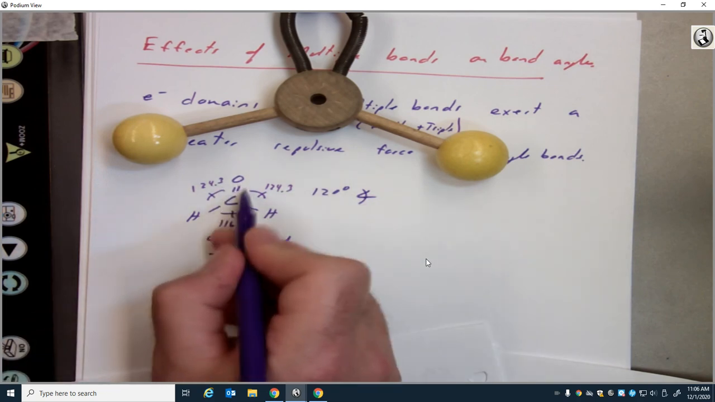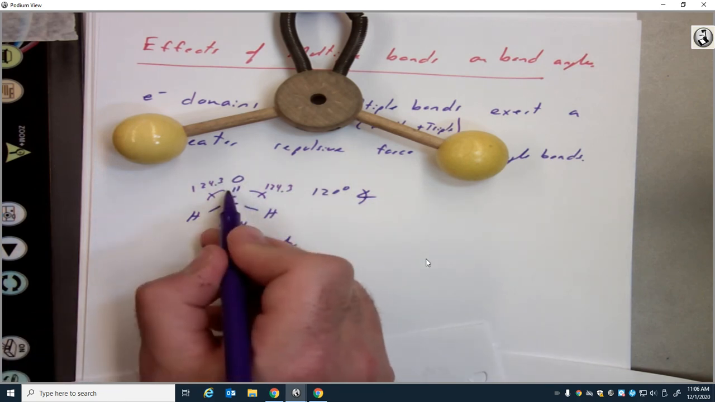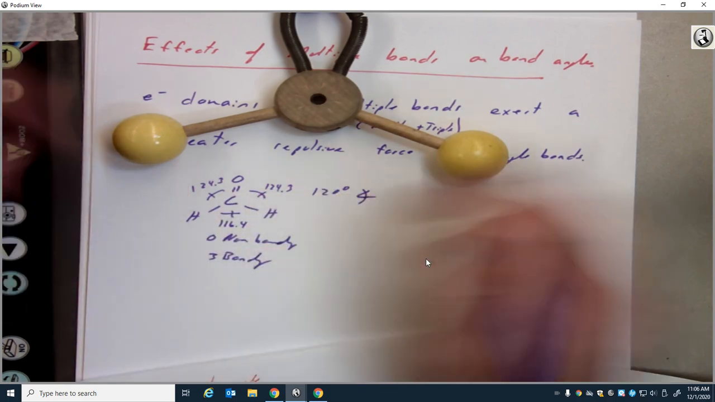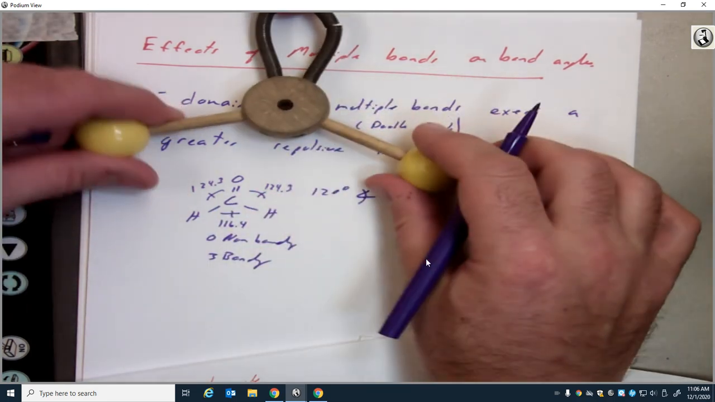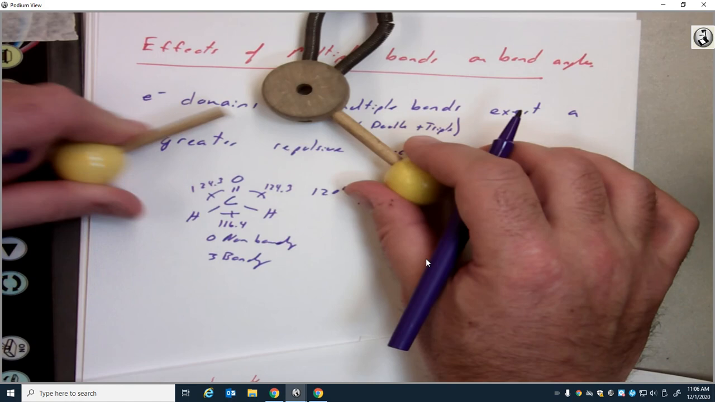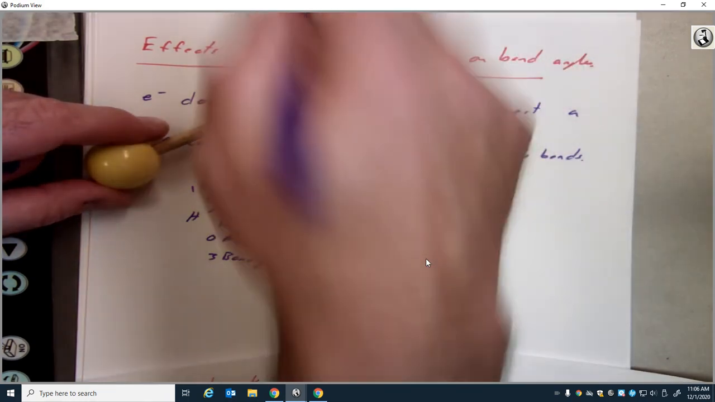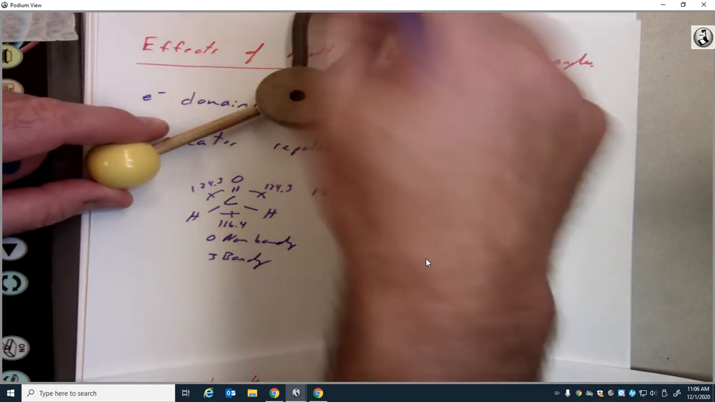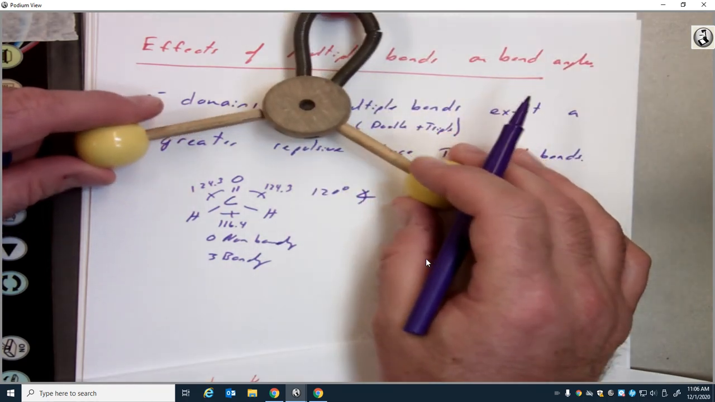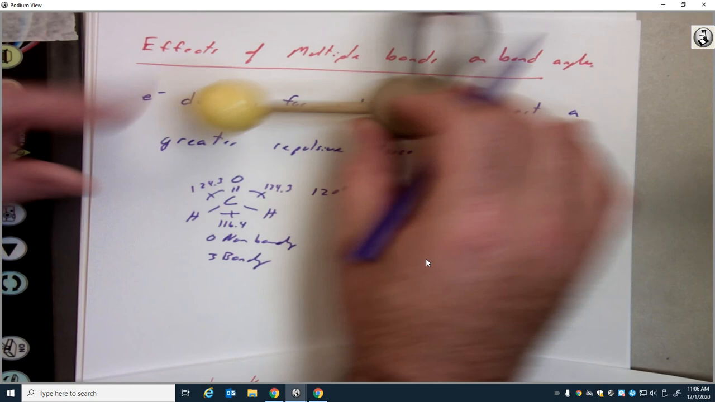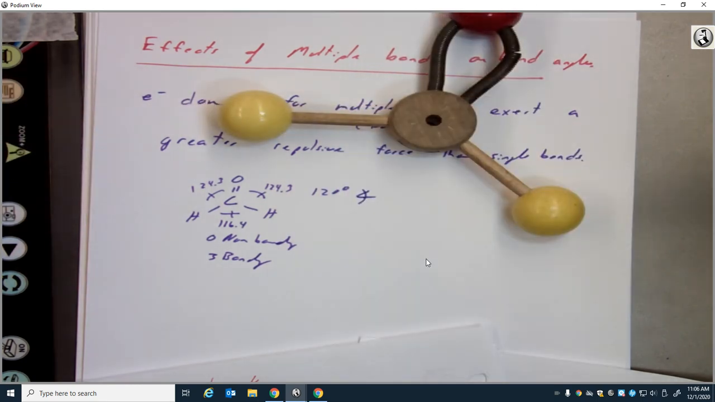So what it's saying is this bonding domain is pushing these two, okay, it's pushing this down a little bit. So it's having a greater repulsive force than if this was just a single bond. Okay, so our double and triple bonds affect those bond angles.